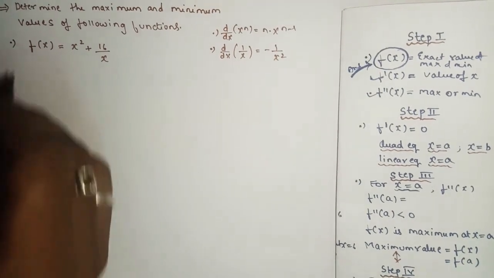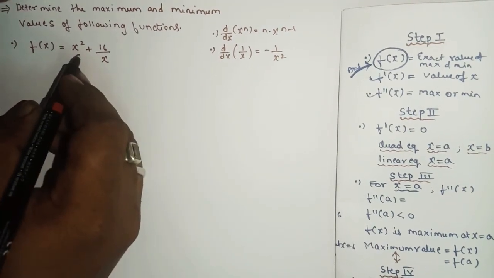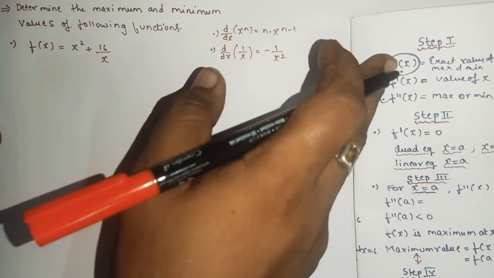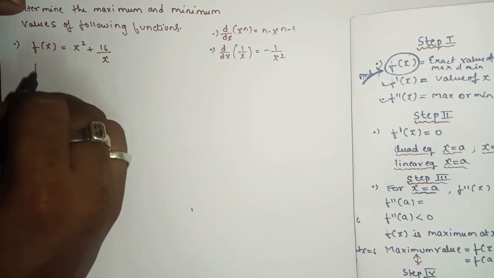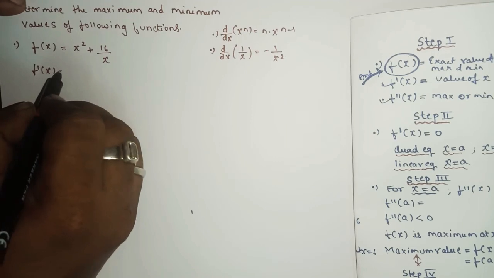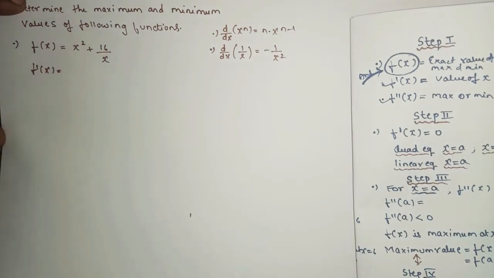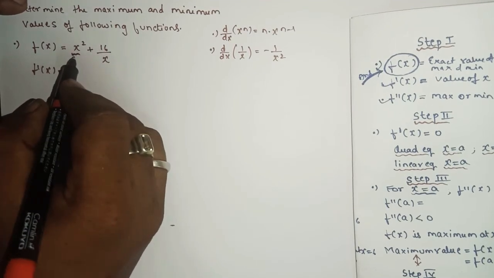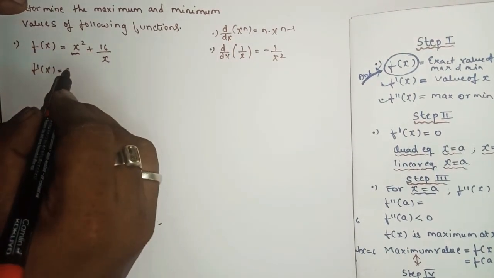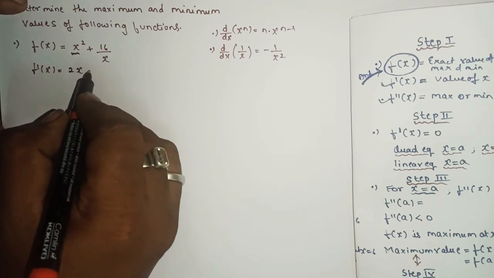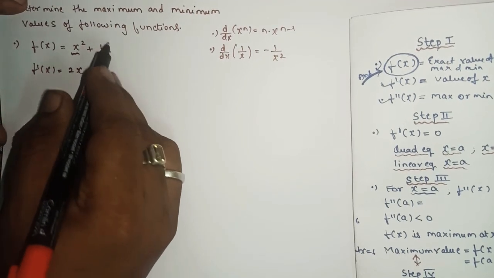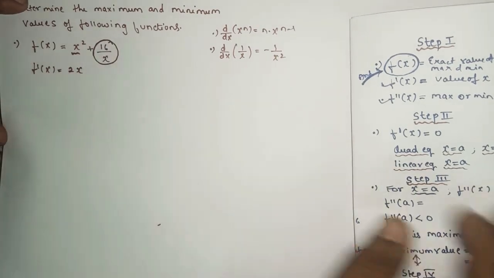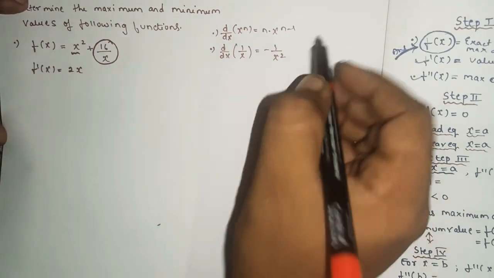Okay, so here we have f of x. So as per the rule, first you will find f dash x. To find f dash x, the derivative of x square, which is in the form of x raised to n, will be what? 2x. Okay, now to find the derivative of 16 upon x, there are two ways from which you can find your answer. So I will show the steps here.